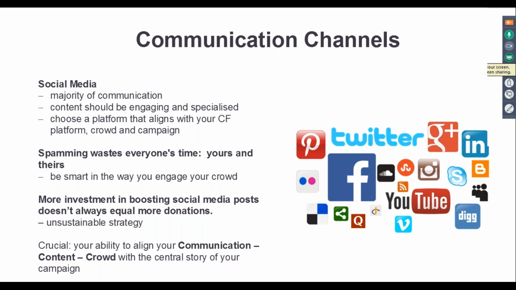You need to understand and be clear that your social media development needs to be in line with how your crowd thinks. There's no point getting Instagram if your target market is over the age of 50, because they're most likely going to be on Facebook or on traditional media or radio. There's no point getting into printed newspaper if your target market is millennials and tweens who don't read newspapers anymore. So you need to pick your communication channels based on your crowd. Now, spamming wastes everybody's time. You need to be smart about who gets your information and how they're going to share it.